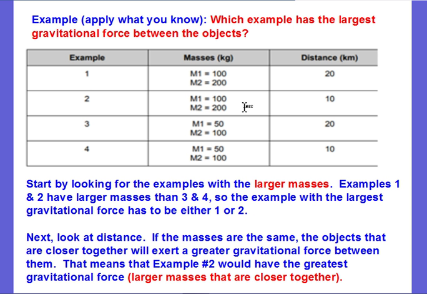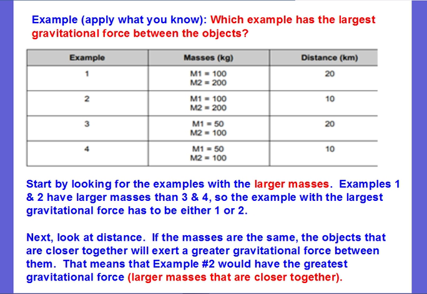Now we have to take into consideration the distance between them. So if the masses are the same, which they are in these two examples, the greater gravitational force will be between the objects that are closer together. So if we look here, the distance between these two objects is 20 kilometers. The distance between these two objects is 10 kilometers. So example 2 is the combination of the larger masses with less distance between them, closer together. So example number 2 would have the largest gravitational force between the objects.